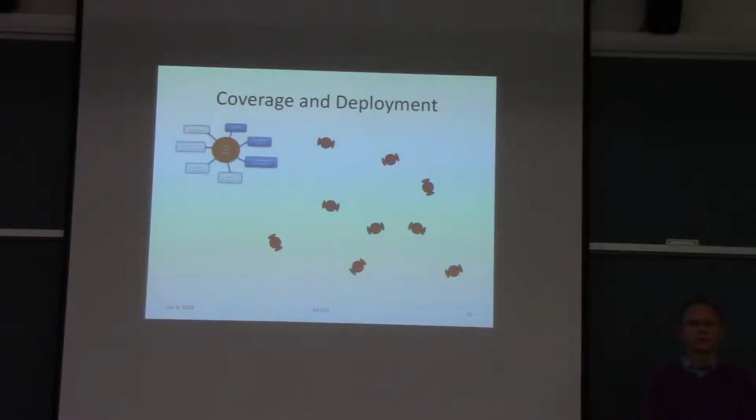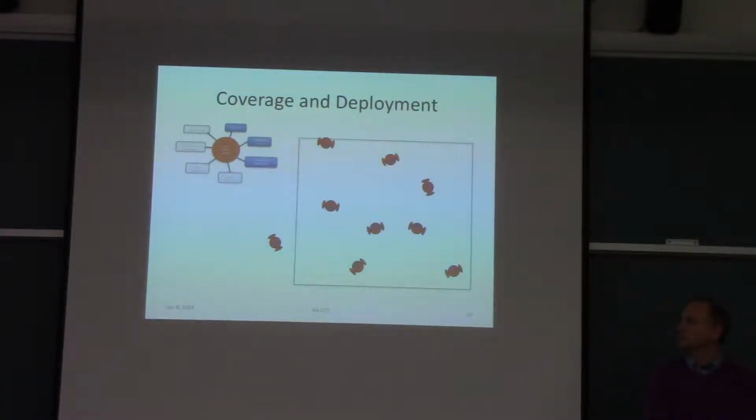So coverage and deployment. You have a bunch of robots. You want them to deploy over the forest to do environmental monitoring, or you want them to deploy over a disaster site to figure out where the survivors are. How do you make sure that every piece of your environment is being monitored by at least one robot? That's the problem of coverage and deployment.